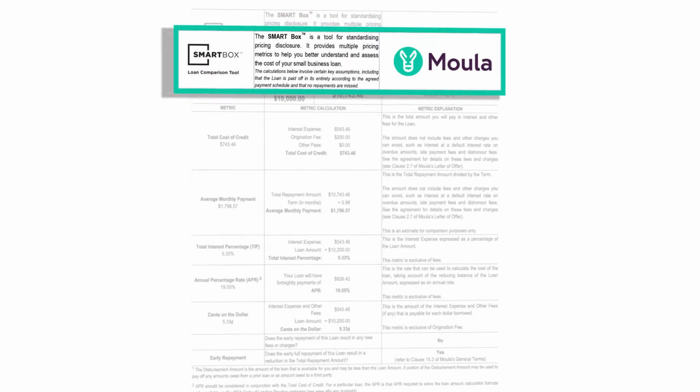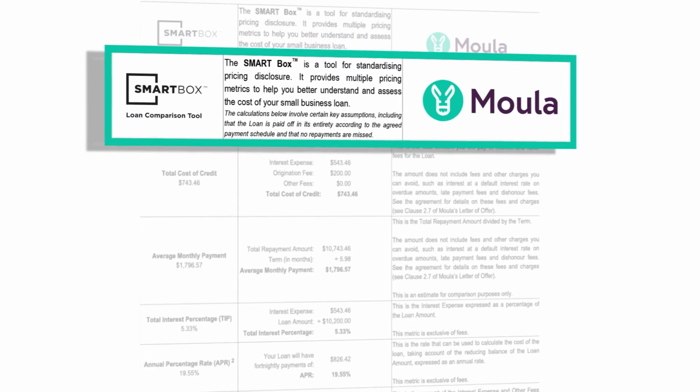Ask lenders for a Smartbox. It's the easiest way to objectively compare loans.